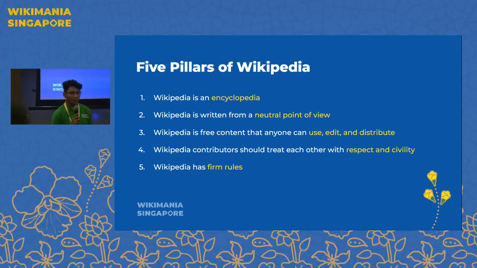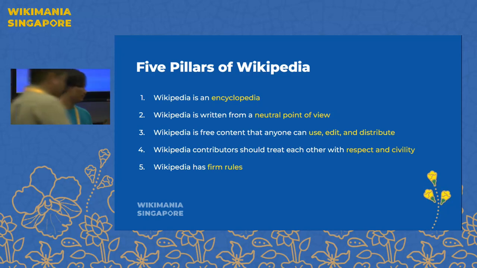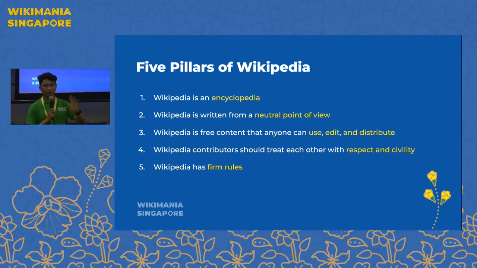For example, if we write an article about a war, at least we can write from the side of the enemy of the war and the person from both sides of the people who joined the war. Or maybe about a sensitive topic, you have to post both sides, the pro of the topic and the con of the topic. So don't let there be only one view in the article. And the third pillar of Wikipedia is that Wikipedia is free content that anyone can use, edit, and distribute.